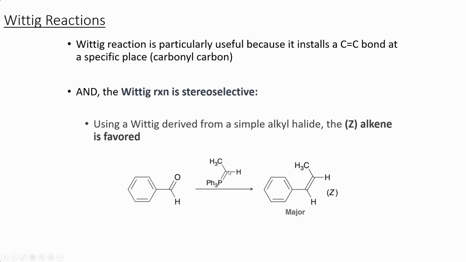So this is an ethyl Wittig. We're adding two carbons here. And you can see these two carbons in the product. And you can see between the methyl and phenyl, we have them on the same side of the alkene. So that is a Z product.